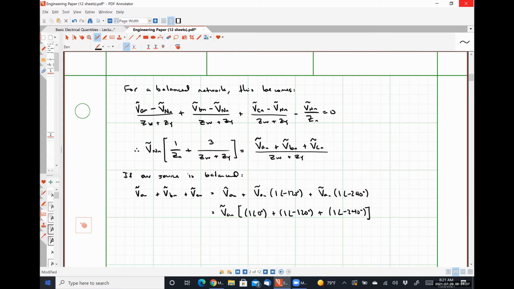So I would like you to do me a favor and add those three complex numbers together. One angle 0 plus one angle negative 120 plus one angle negative 240.